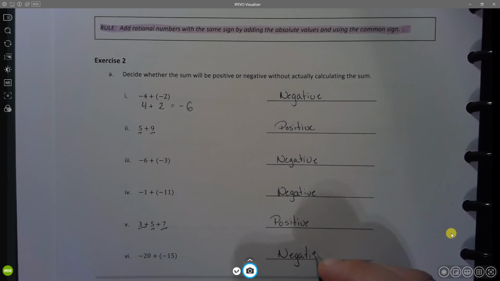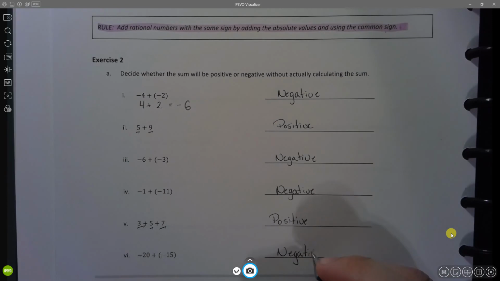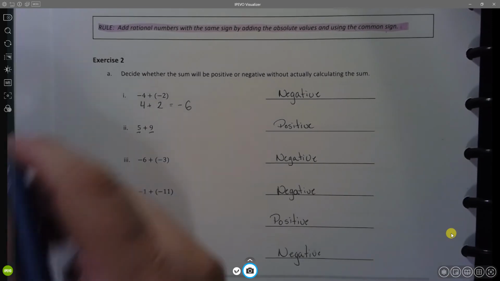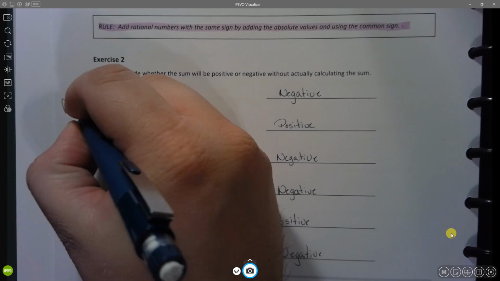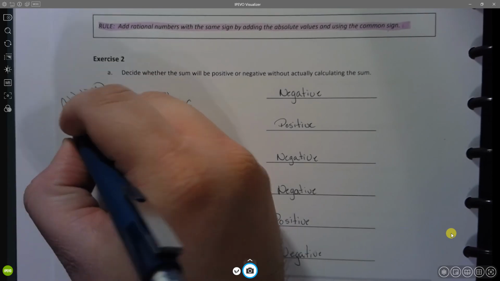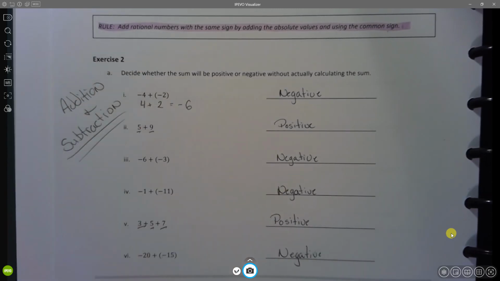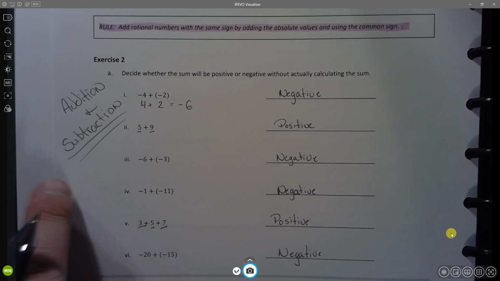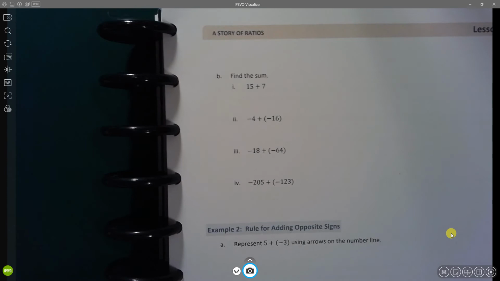Okay? Whoops. It would help if I actually knew how to write an E. So, a negative. Again, remember, this only works with addition and subtraction only. Do not confuse this when we get to multiplication and division. This rule only applies to addition and subtraction. All right, continuing on, now we've got part B.